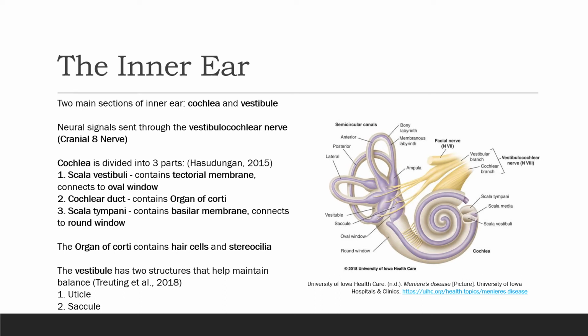The vestibule is a central cavity and connects to the cochlea. It contains two structures called the utricle and the saccule. There are sensory receptors and balance receptors located within the vestibule as it works to maintain equilibrium and balance of the body.